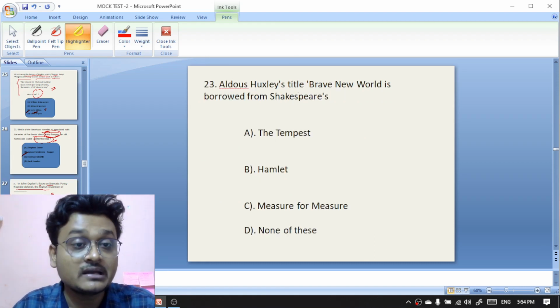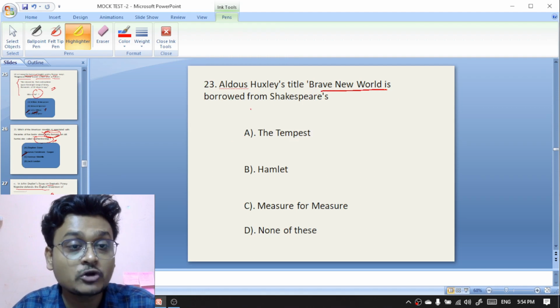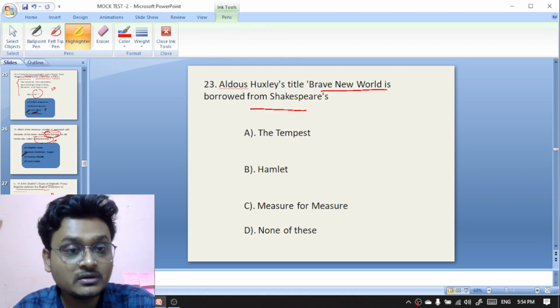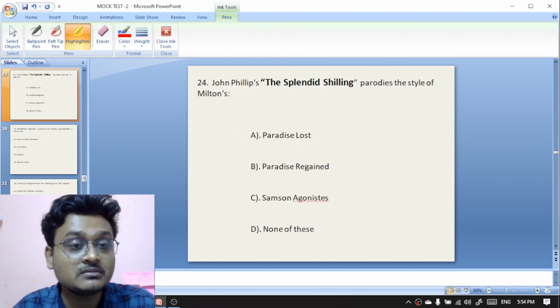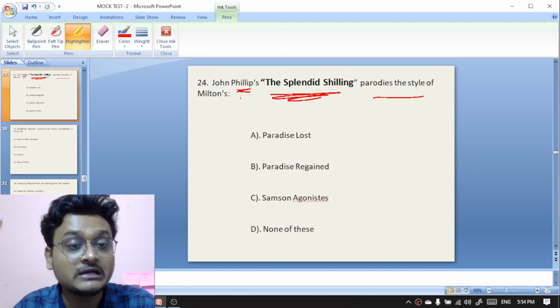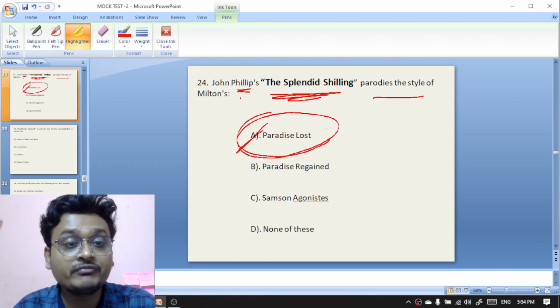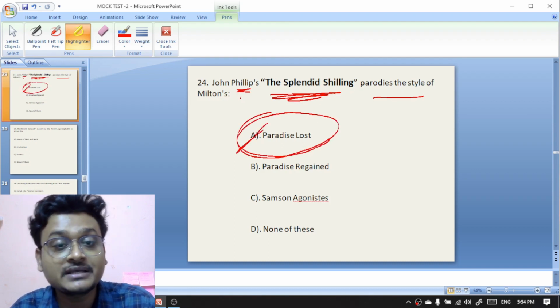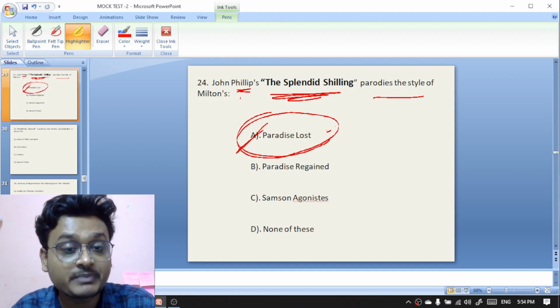Next question: Aldous Huxley's title Brave New World is borrowed from Shakespeare's swan song, that is The Tempest. It has been taken from his last work, The Tempest. Next question: John Philips' The Splendid Shilling parodies the style of Milton's Paradise Lost. So John Philips's The Splendid Shilling is parodying the style of Milton's Paradise Lost.